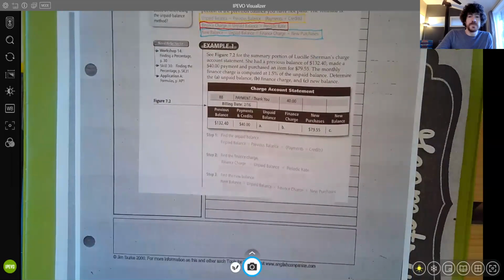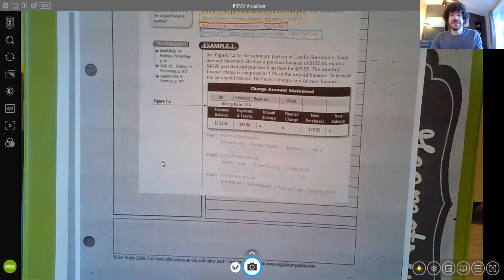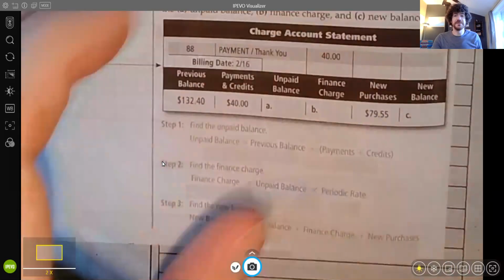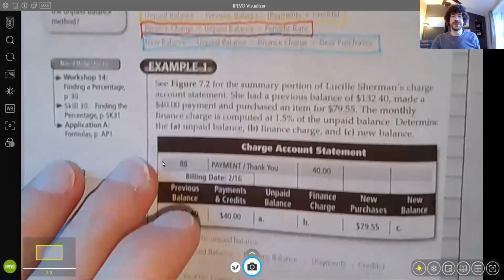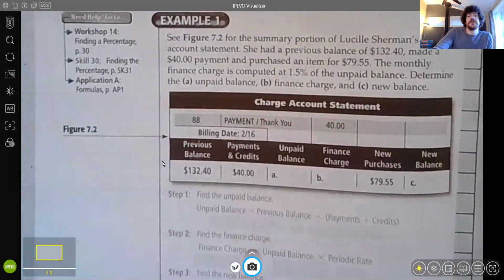All right, so here we go. It says, see figure 7.2 for the summary portion of Lucille Sherman's charge account statement. I'm going to zoom in a little bit as well because it looks like it might be a little small on your screens. There it is.